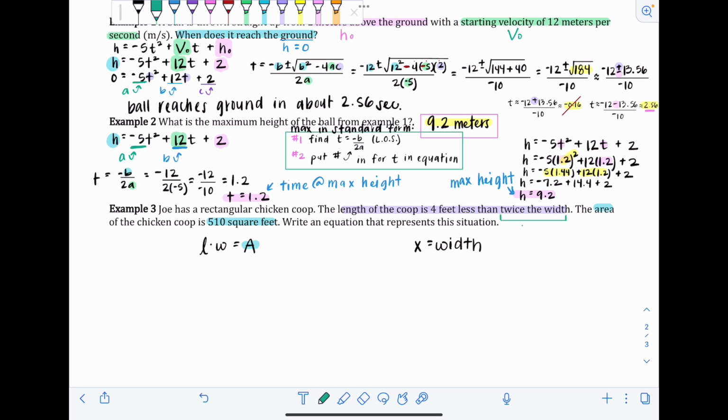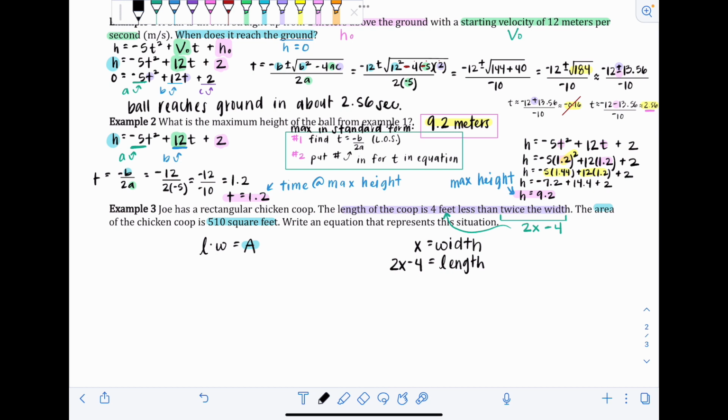So it says 4 feet less than twice the width. So twice the width would be 2 times X. And then 4 less than that would be minus 4. So 2x minus 4 is going to be the length.